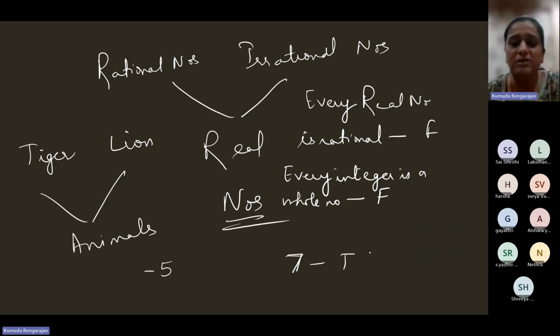When you say a statement is true, it should be always true. Even if there is one exception, it is false. A statement is said to be true only if it is always true. There should not be any exception. Even if there is one exception, the statement is false.